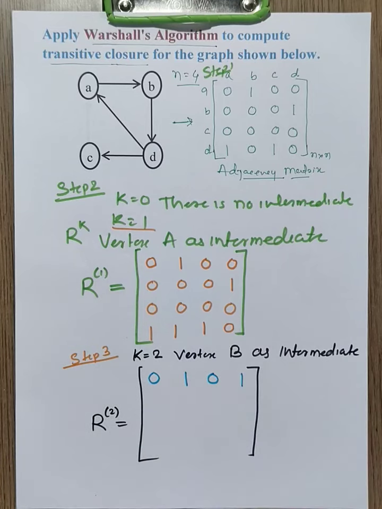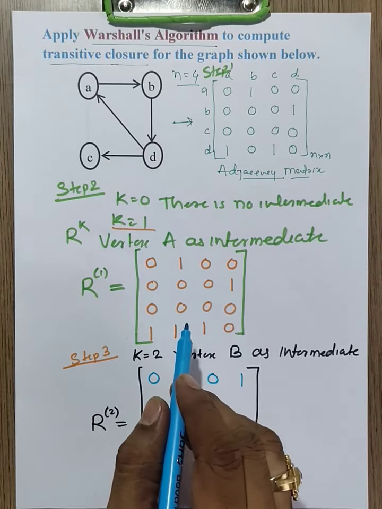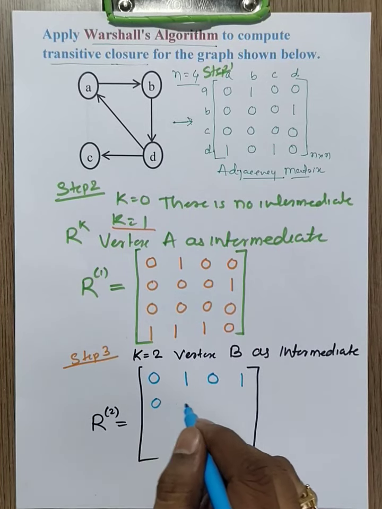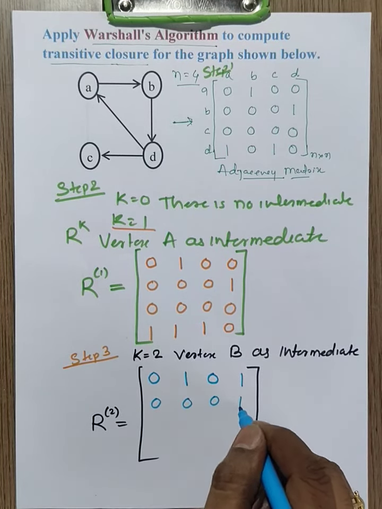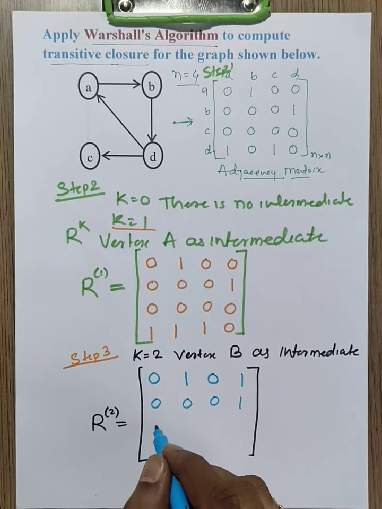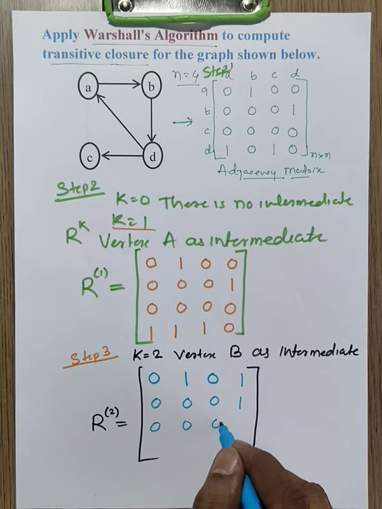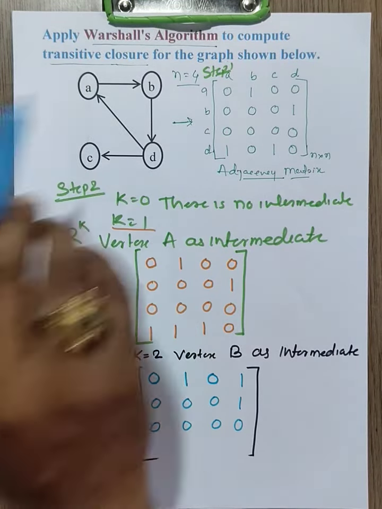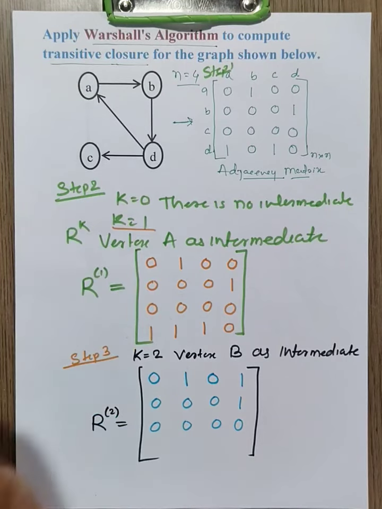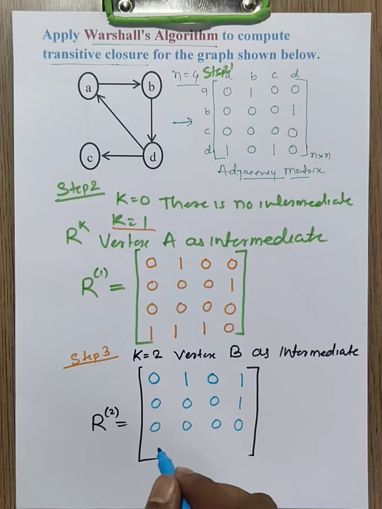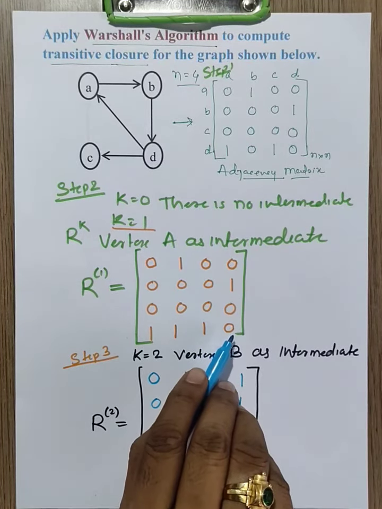Now this is 1. Next, B as an intermediate. B itself as an intermediate means this row will get the same values. Next, C. Is there a C to A or C to B edge? No. This row will get the same values. D to A, A to B is there, right? But this D row may get different values. Here, previous D, first 1, 2, 3 are 1. Only 1, 0 is there.